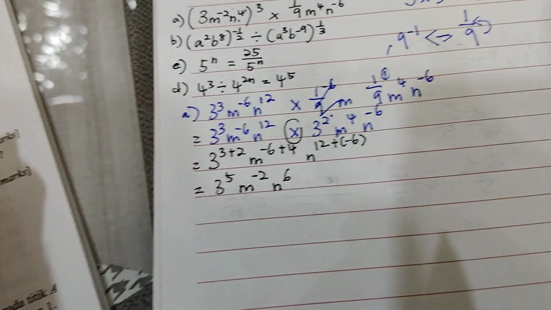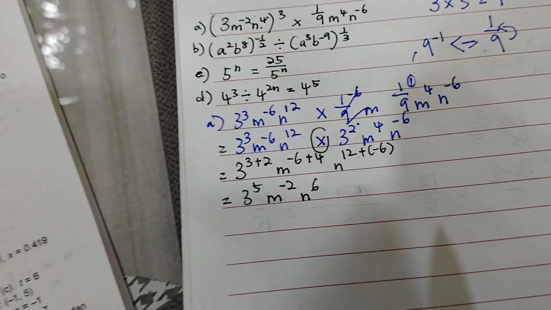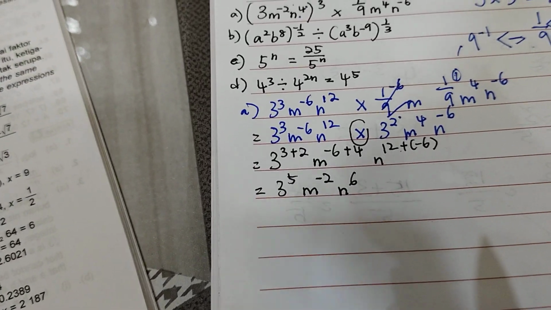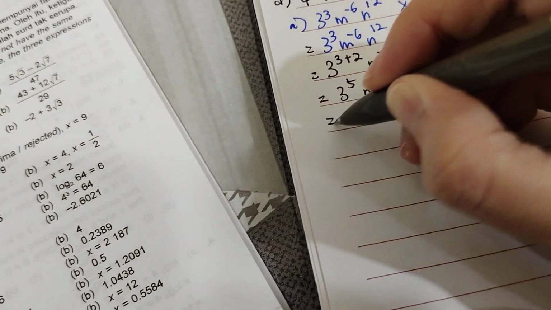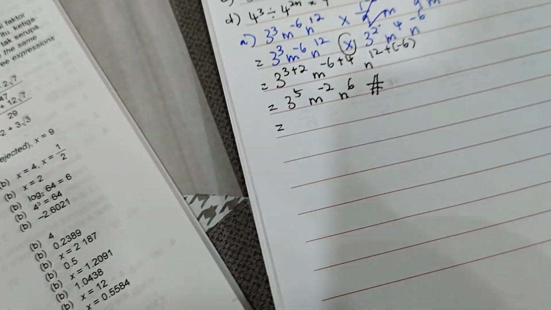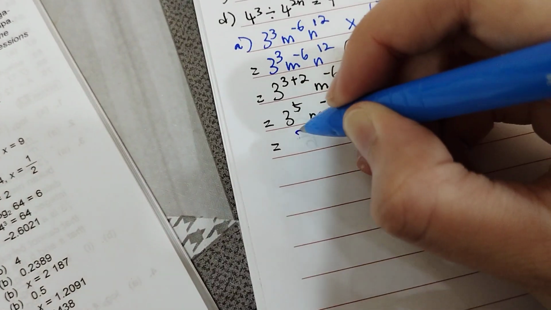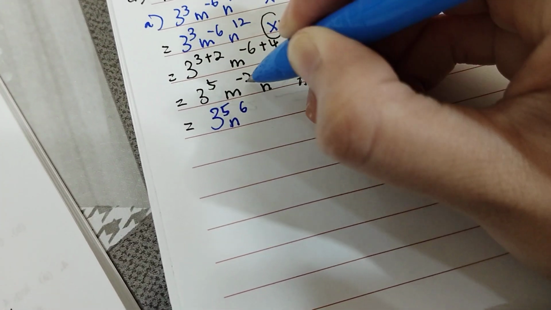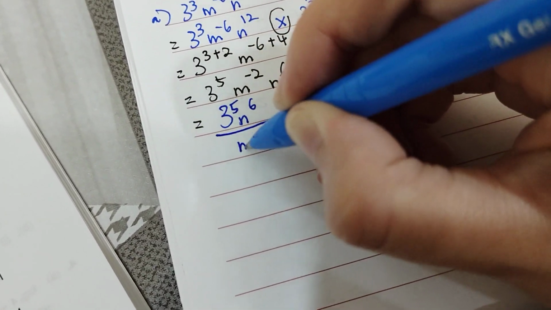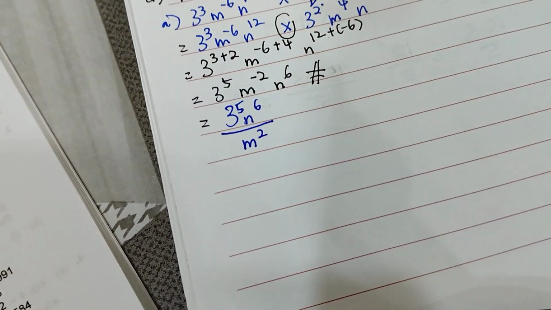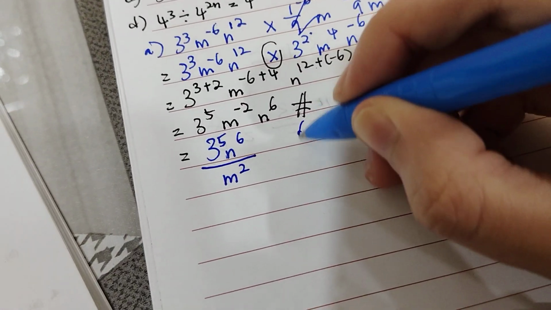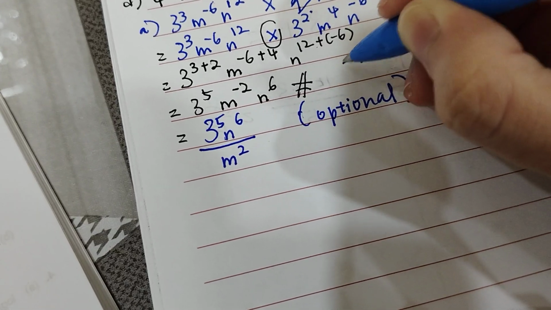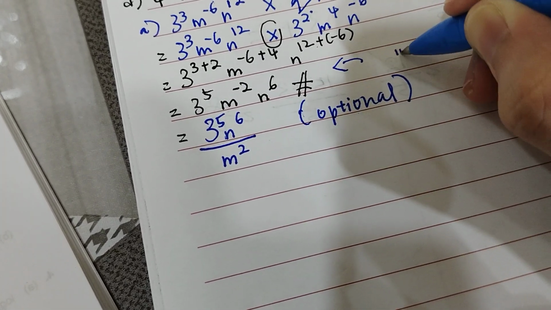Now, you can actually simplify even more, because as you can see, m has a negative index, and you can turn it into a positive if you like. You can actually stop here, but let's say you want to make it positive. 3 to the 5 is already positive, and n to the 6 is already positive. M goes to the bottom, with power 2. But this is an optional step because usually, unless stated otherwise, the earlier form is perfectly acceptable.